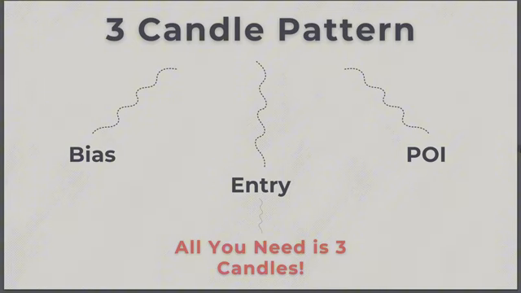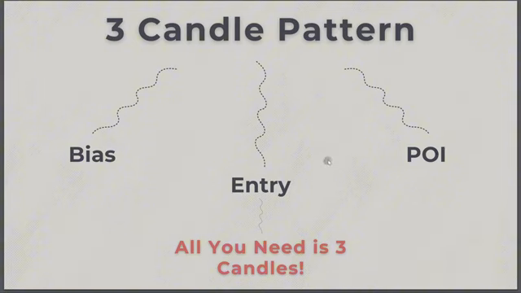Now you could use this to find the bias. You could also use it to get an entry, right? Or you could also use it to find a point of interest. A point of interest is known as a zone where you could look for entries. So you could execute inside of that zone to find the highest probability entries.